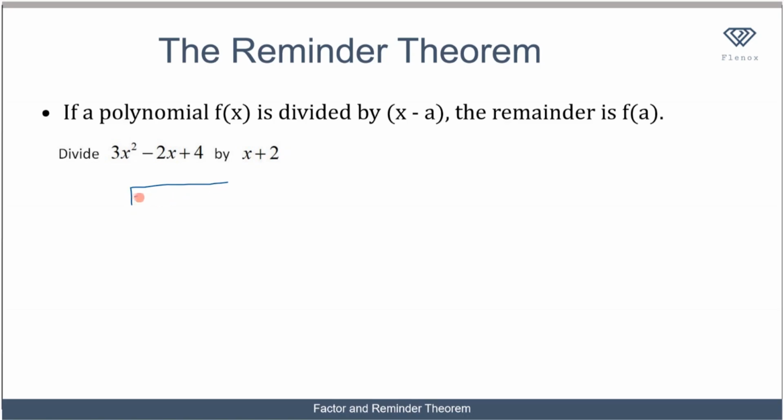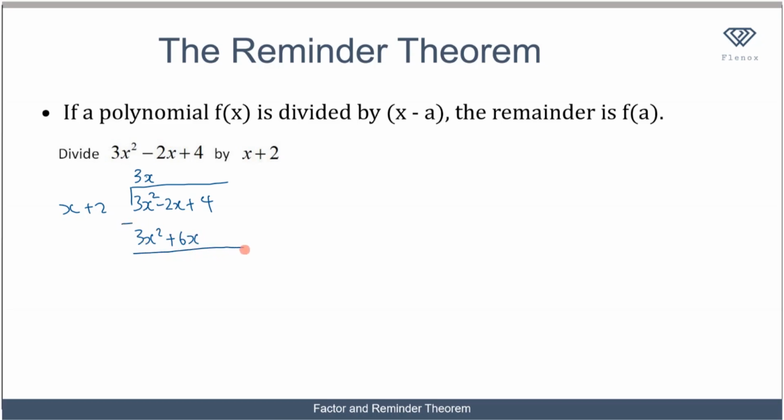Do this using the conventional way you are familiar with. So you have 3x squared minus 2x plus 4 divided by x plus 2. Now you say this divided by this. So 3x squared divided by x will give me what? 3x. If I write 3x here and multiply by this, I get 3x squared. So 3x times x gives 3x squared. Then 3x times 2 gives me what? Plus 6x. Then you subtract.